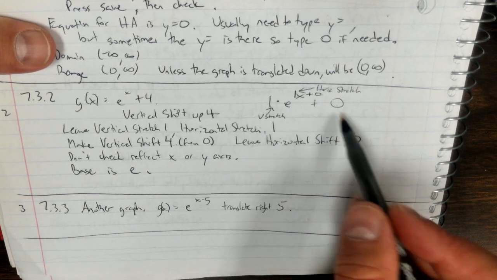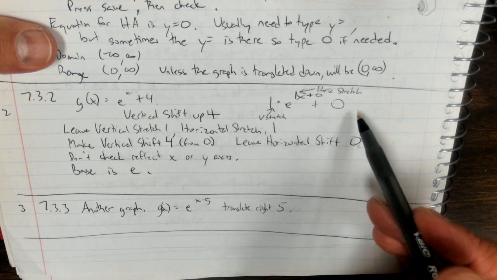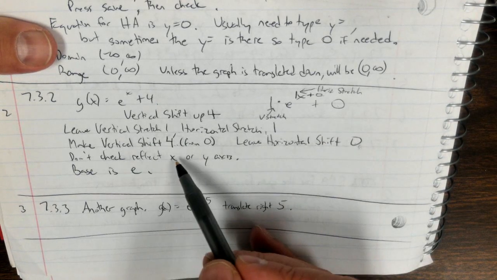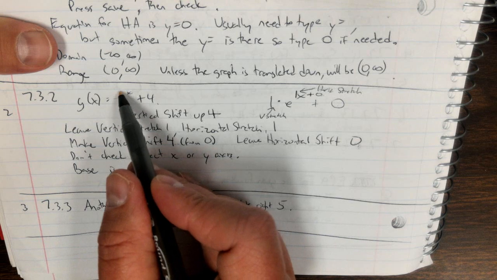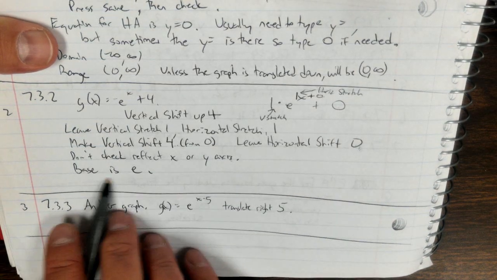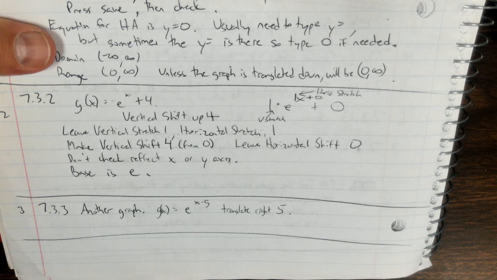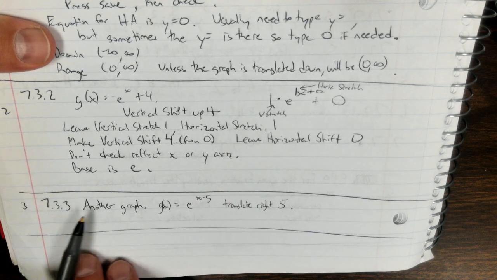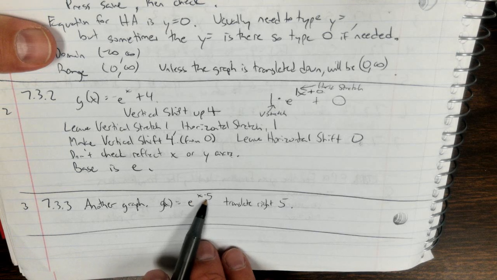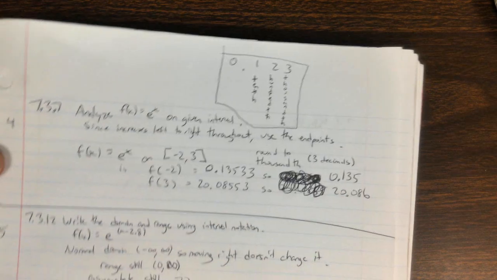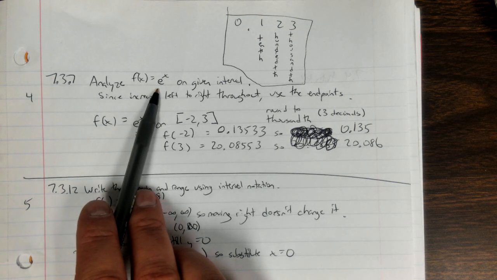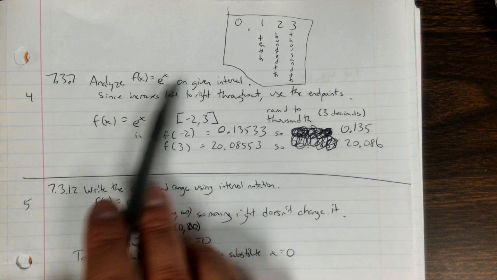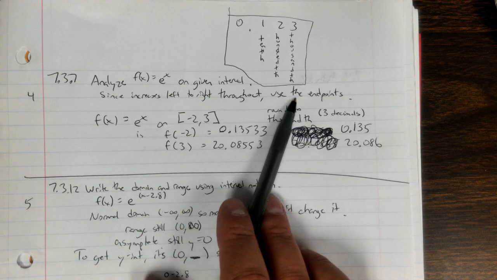Again, I hope that really ties in everything we've been doing. Obviously on this one, don't check reflect over the x or y axis because we don't have a negative sign there or up there. So the base is e. That's the most important part. Now on number 3, you do another graph and it's e to the x minus 5, so that'd be translate right 5, and then just do the same stuff. On this one, it says analyze e to the x on the given interval, and since it increases from left to right throughout, you want to use your endpoints.